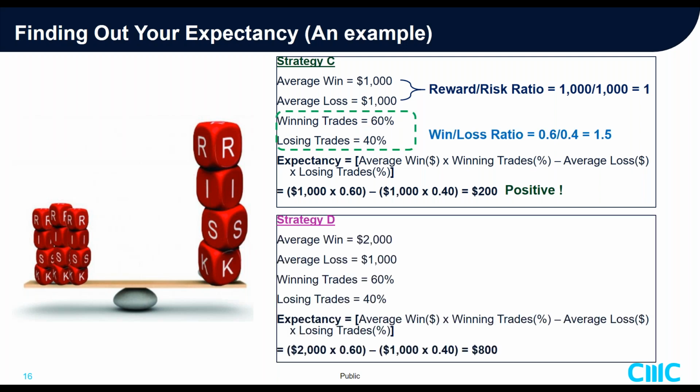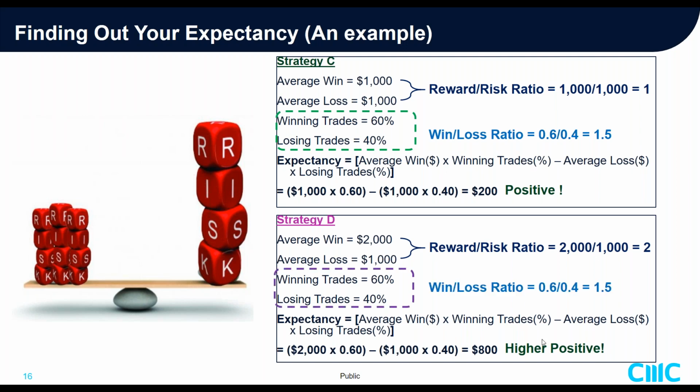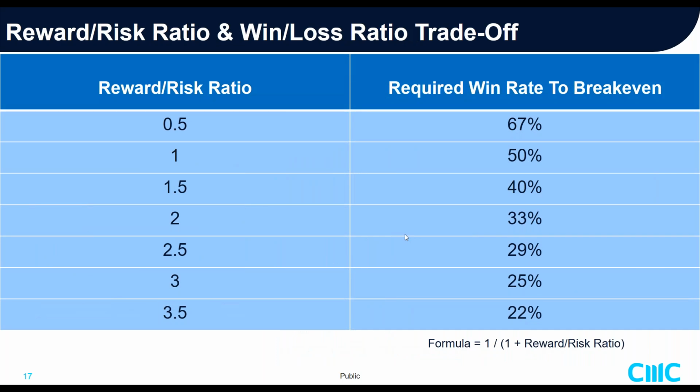Okay, then over here, if I were to look at strategy D, my reward risk ratio is 2. That means I have a reward risk ratio on average of more than 1. And my winning trades and losing trades are still the same as strategy C over here. Okay, the reason why it is a higher positive is because I actually get a better reward risk ratio trading setup for every trade on average. So what it means from these four strategies over here is this: your reward risk ratio and the win-loss ratio trade-off.